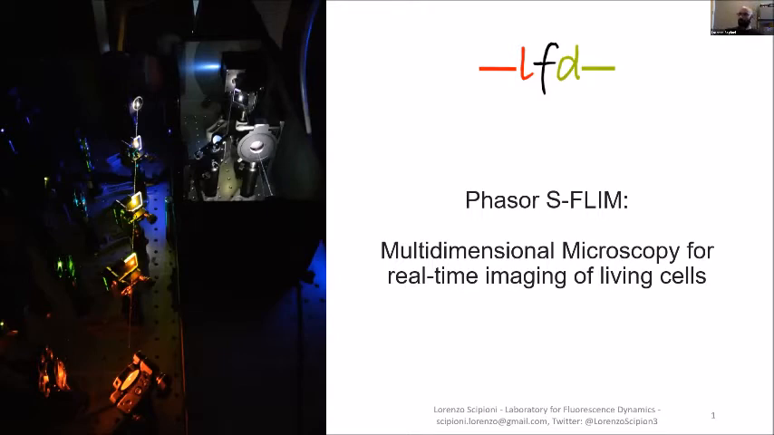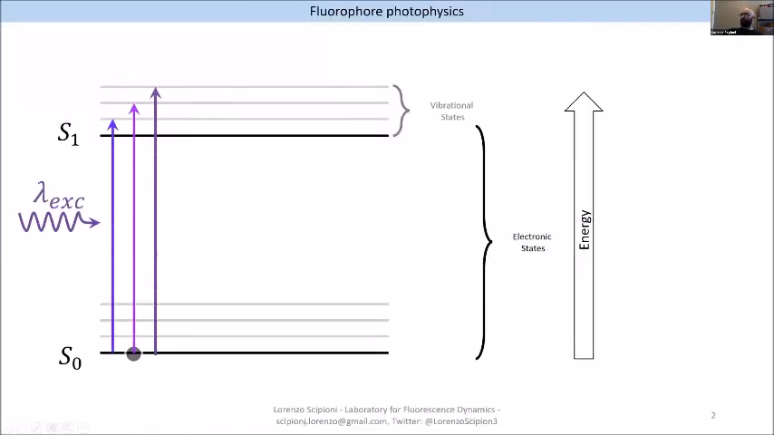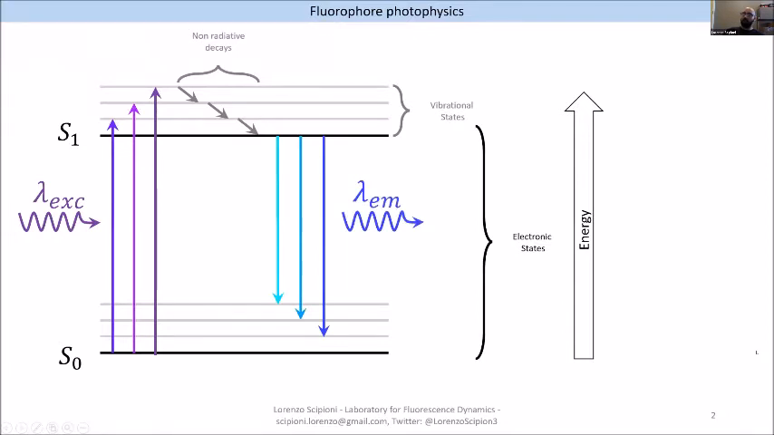So essentially, starting from the basics, a fluorophore can be approximated to a two-stage system where you have two electronic states, S0 and S1, S1 being the excited state, S0 being the ground state.